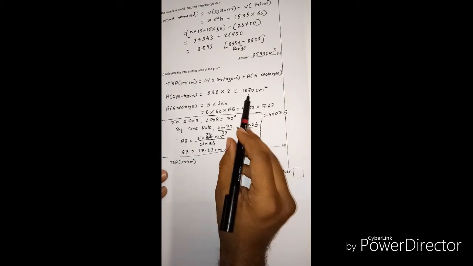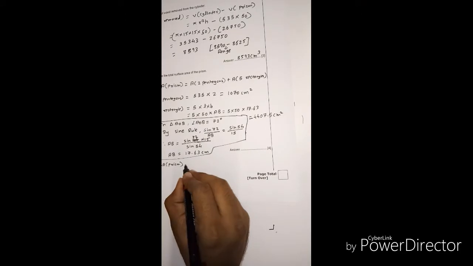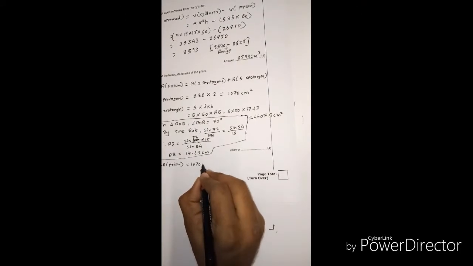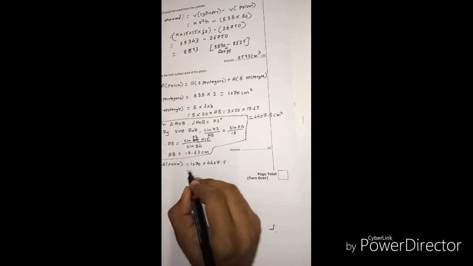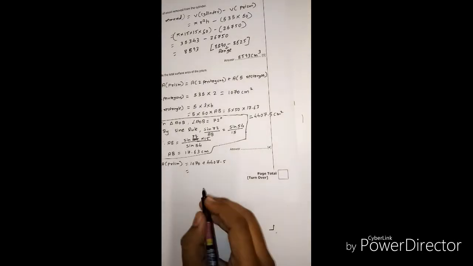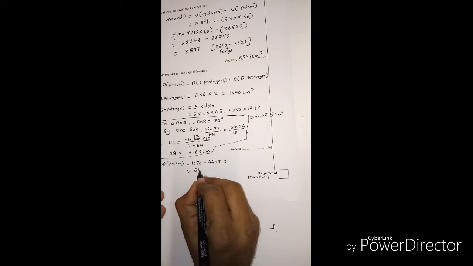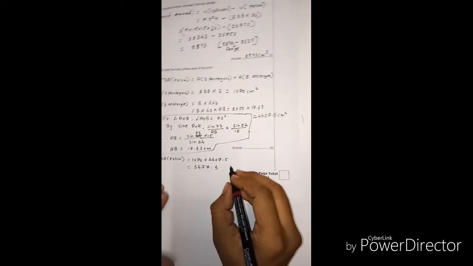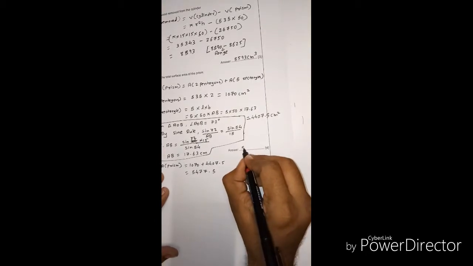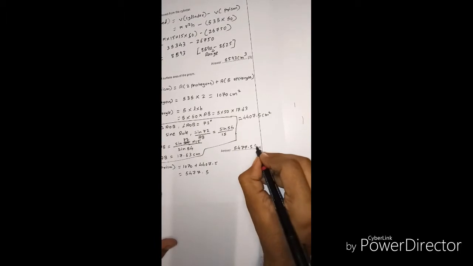be equal to the sum of these two values, which will be 1070 plus 4407.5, which is equal to 5477.5. So I will write the answer in the given place, centimeter square.